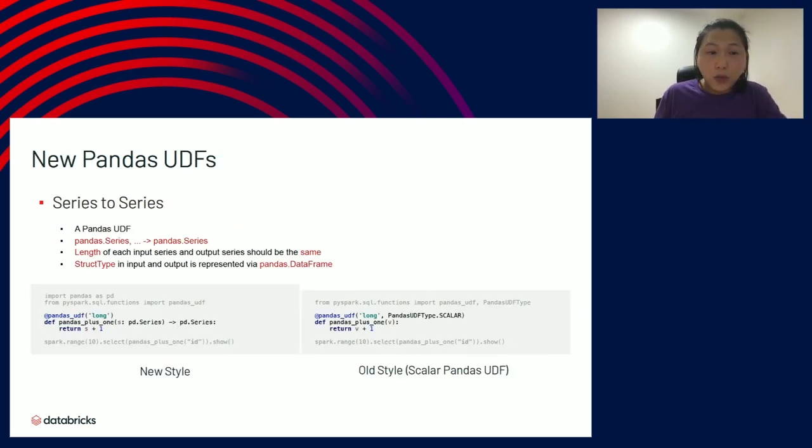So now I'm going to introduce the new Pandas UDFs one by one. The first is the series to series Pandas UDF. Previously, it was called the Scalar Pandas UDF, but now it's called series to series Pandas UDF. In the new style, you don't have to specify the Pandas UDF type, but only the function itself describes the input and output itself.